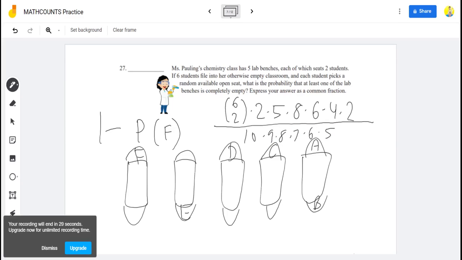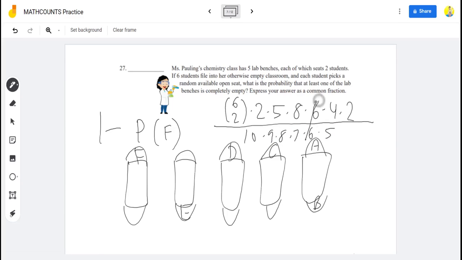And then these will cancel out. The 6 and 6 will cancel out. The 8 and 8 will cancel out. The 15 will cancel out with this and this with the 3 left over. And a 5 and 5 will cancel out. So the answer is just 8 over 21, and then 1 minus that. So the answer is just 13 over 21.